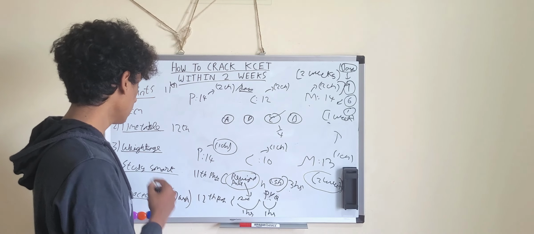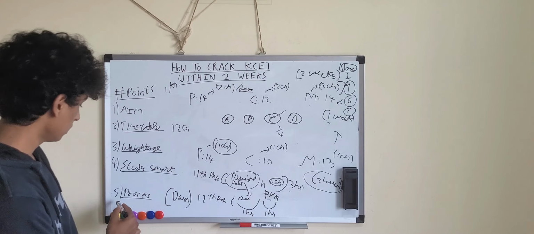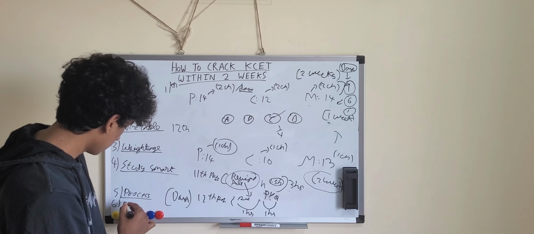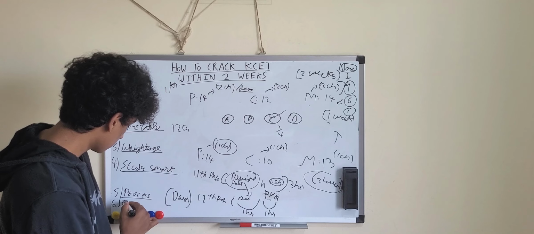I'm going to be telling you an additional strategy. That is over here. There's no space, but yeah. So the sixth strategy over here is guess.